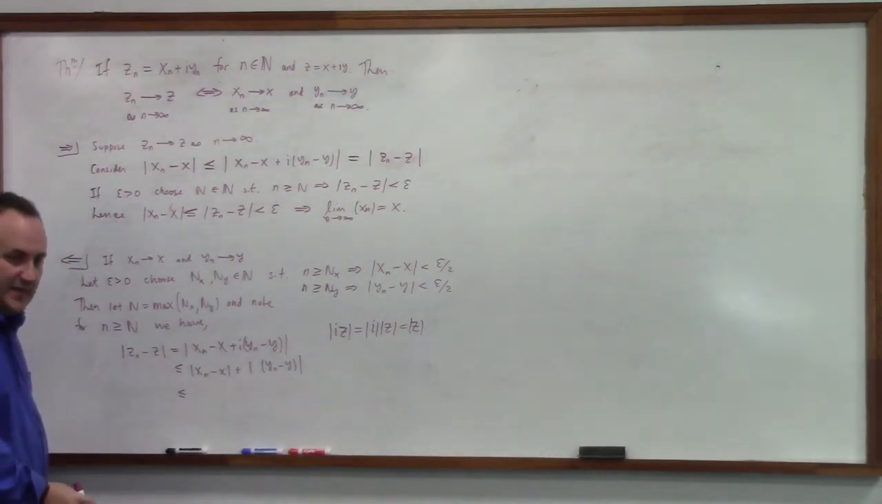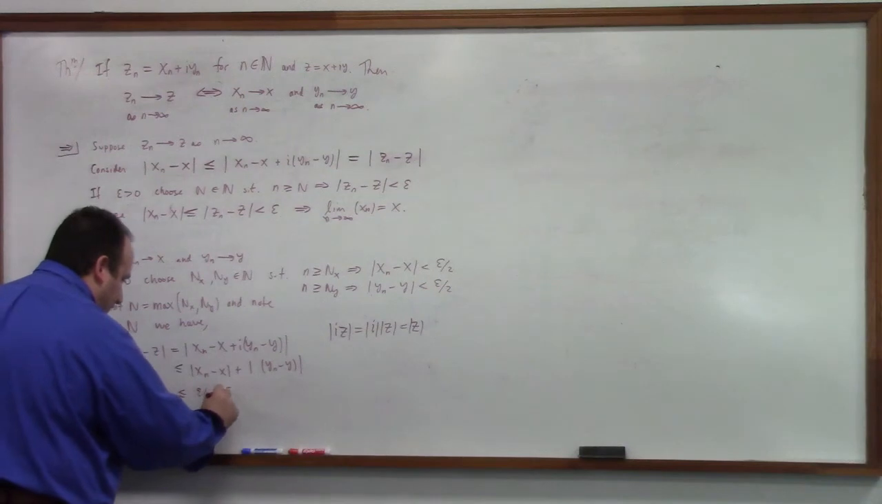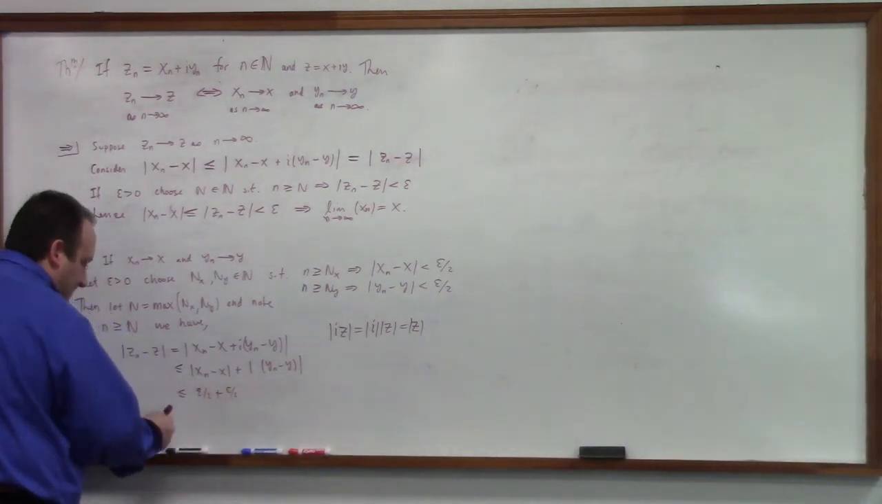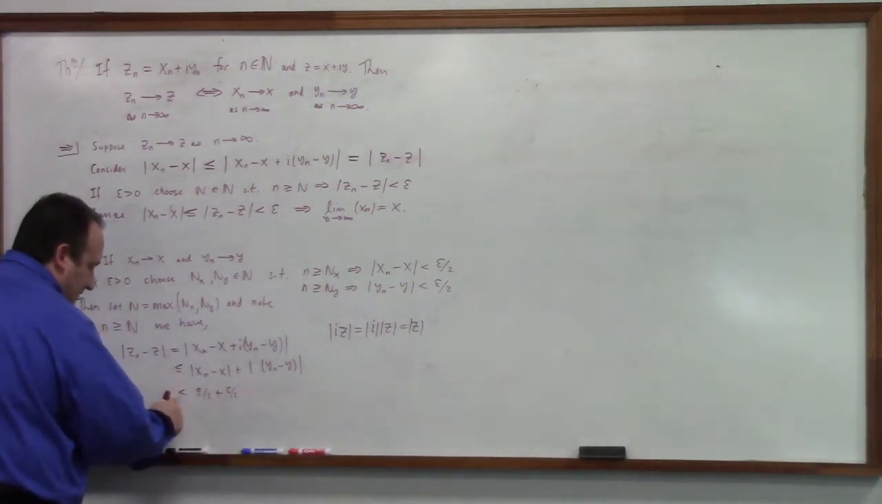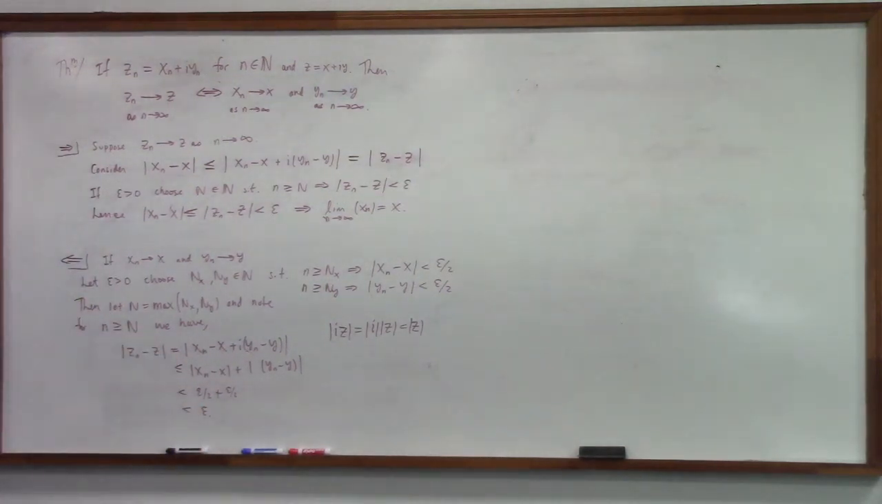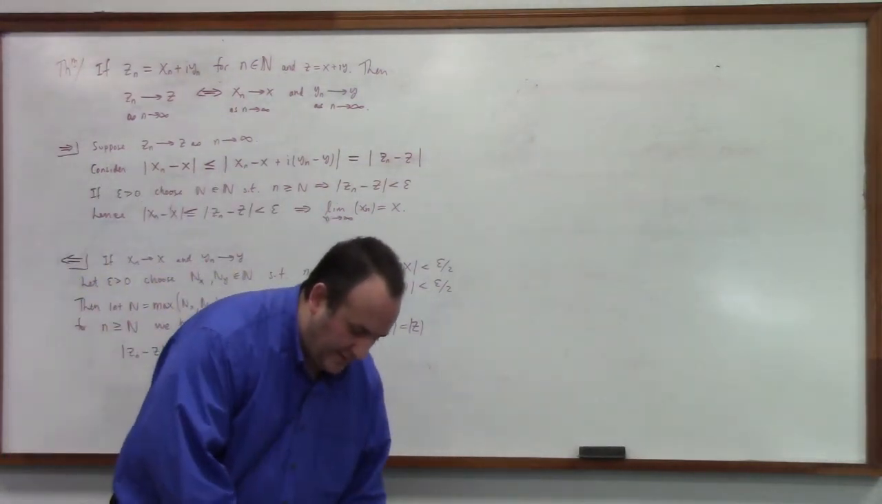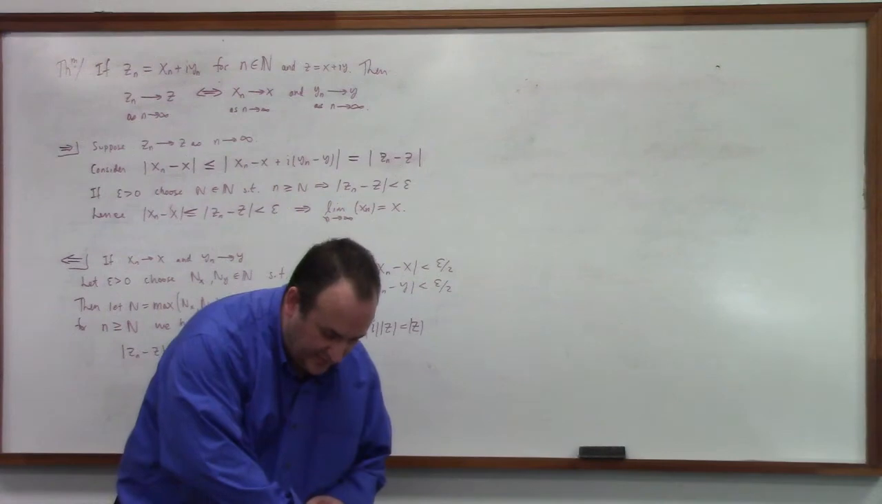That's my point. And then this is less than epsilon over 2 plus epsilon over 2, and not less than or equal to, actually strictly less than, which of course is less than epsilon. Thus, the limit as Zn goes to Z exists and is as claimed. Okay? So that is why we can trade a complex limit for a pair of real limits.